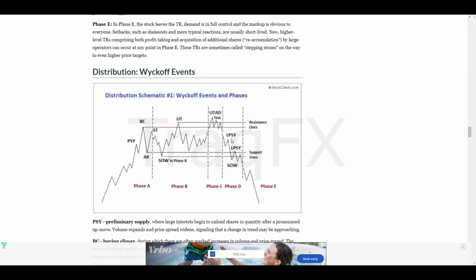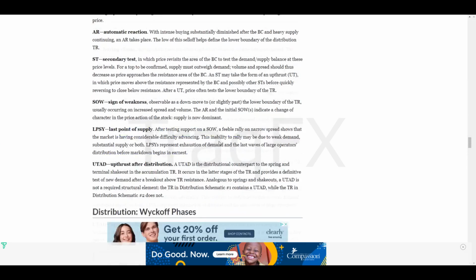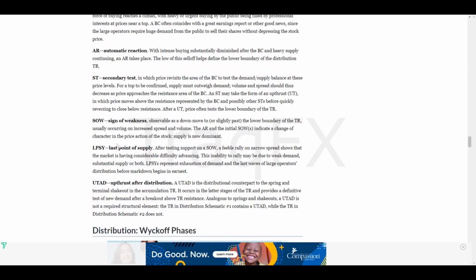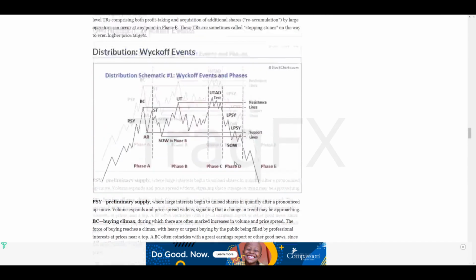Now we have the LPSY, which is our last point of supply, not support. Basically this is where, after testing support on a sign of weakness, a feeble rally on narrow spreads shows that the market is having considerable difficulty advancing. This inability to rally may be due to weak demand, substantial supply, or both. LPSYs represent exhaustion of demand and the last waves of larger operators' distribution before markdown begins in earnest.